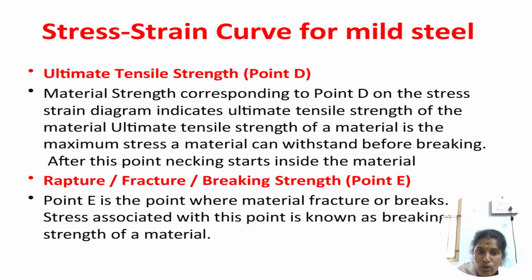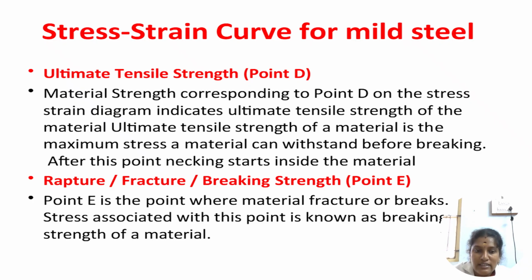So here the point on the stress diagram indicates the ultimate tensile strength of the material. Ultimate tensile strength is the maximum stress which the material can withstand before breaking. That's the point: before breaking, how much stress can be carried. This is called the ultimate tensile strength. After that, it can break, it can be dismantled. So that point is called the breaking point, or fracture, or rupture.